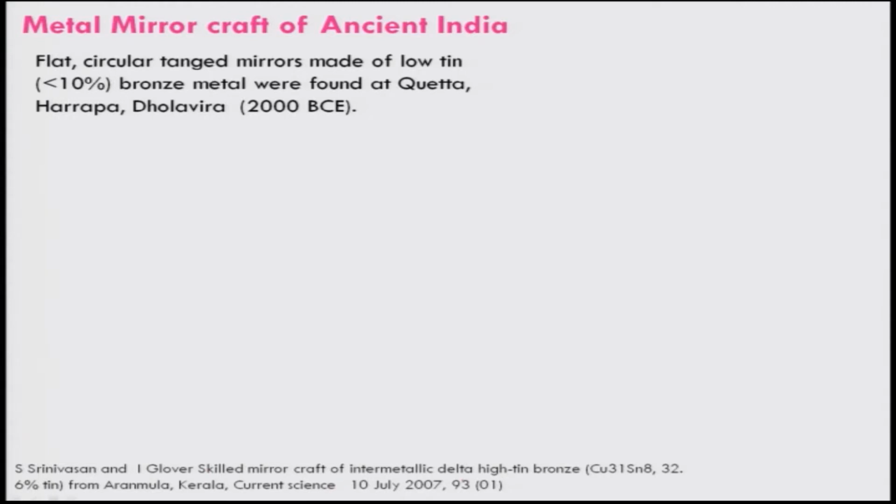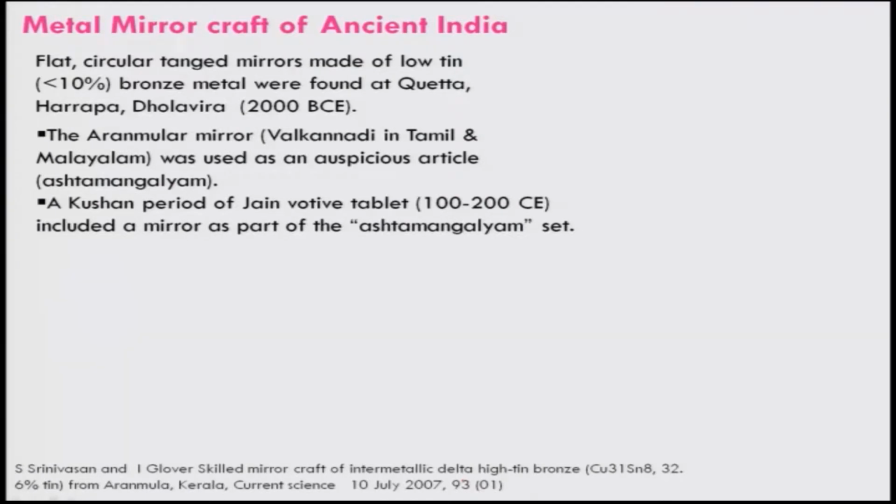I have given the reference here, you can see it is quite a complex thing, and today it is being fabricated in Kerala in a village known as Annamular, and this is very famous, known as the Annamular mirror, and in Malayalam known as Balakanadi, and it was used in earlier days as an auspicious article during the Ashtamangalam.